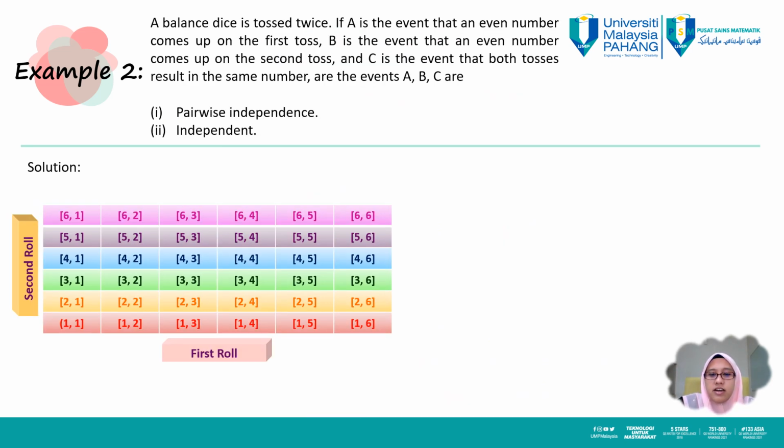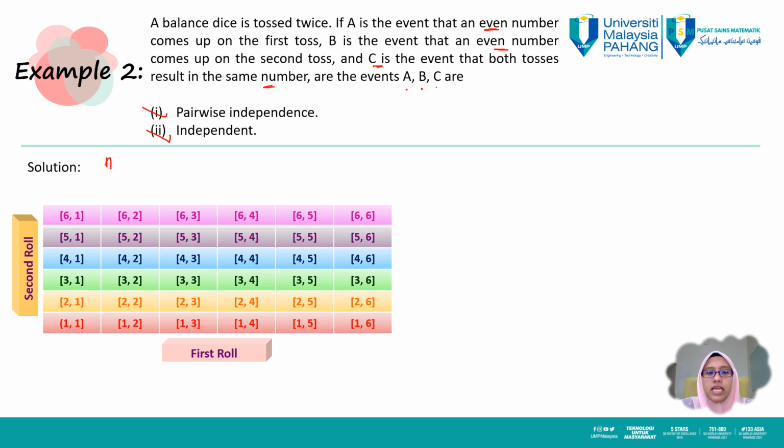Now let's try this example. A balanced dice is tossed twice. If A is the event that an even number comes up on the first toss, B is the event that an even number comes up on the second toss, and C is the event that both tosses result in the same number. Determine whether the events A, B, C are pairwise independent. Let's list out all the outcomes that we have.